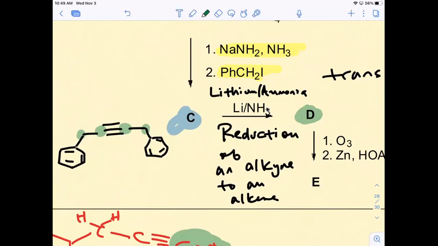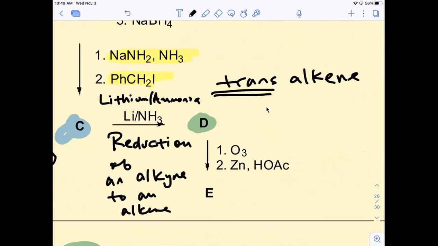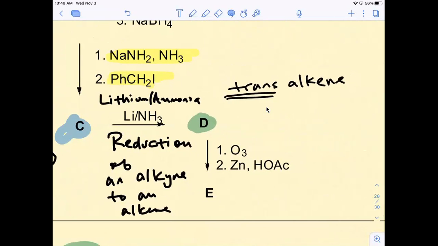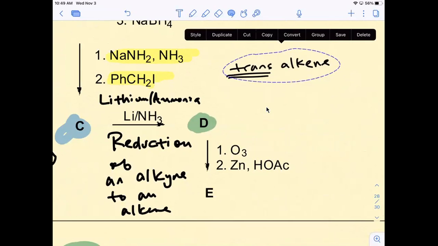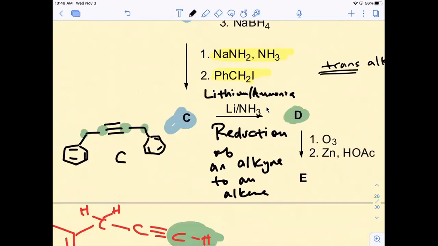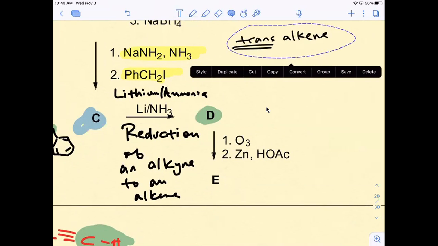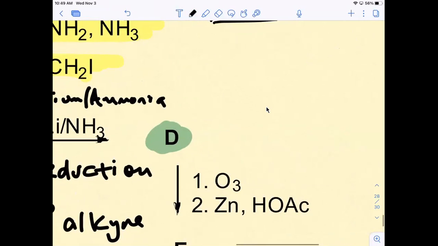Okay, so now I want to turn this into a trans alkene, because lithium and ammonia is going to give me a trans alkene. It's going to take that alkyne, I'm sorry, and make it into a trans double bond. How would I show that? What would that look like? What does trans mean in terms of a double bond? It's opposite. Opposite sides. So I can put my double bond in for D, like so.